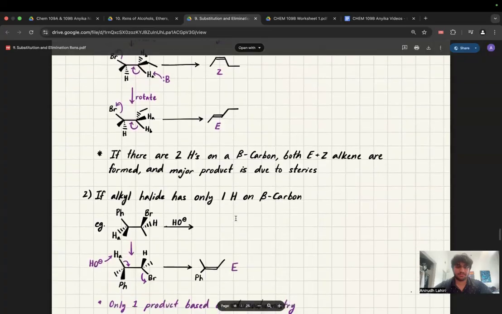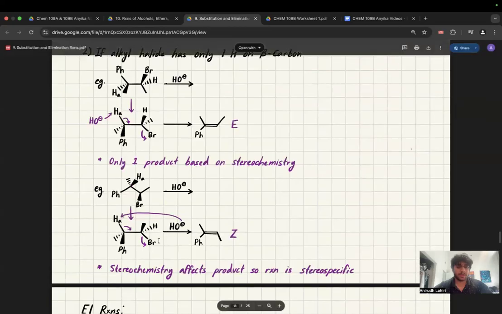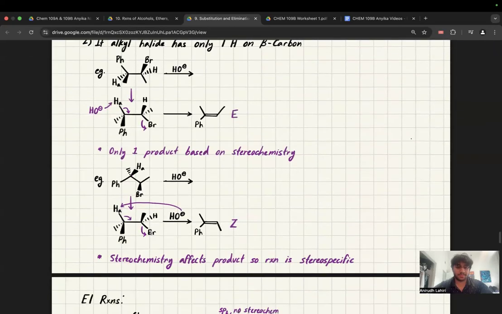So it's generally E. If the alkyl halide only has one hydrogen on the beta carbon, first of all, only one product will be formed, and it won't always be E, it won't always be Z. It'll be based on where the Br is and where the H is, and if we are able to make them anti-periplanar.